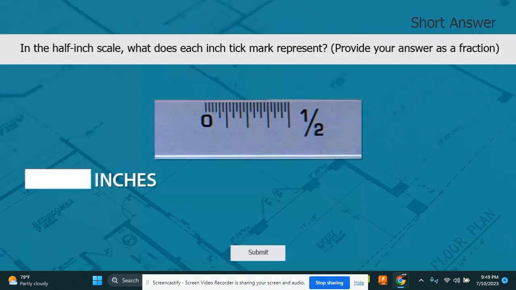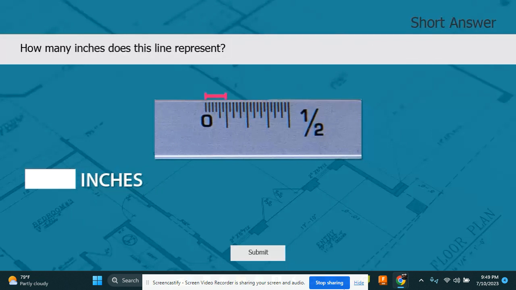In the 1/2 inch scale, what does each inch tick mark represent? How many inches does this line represent?